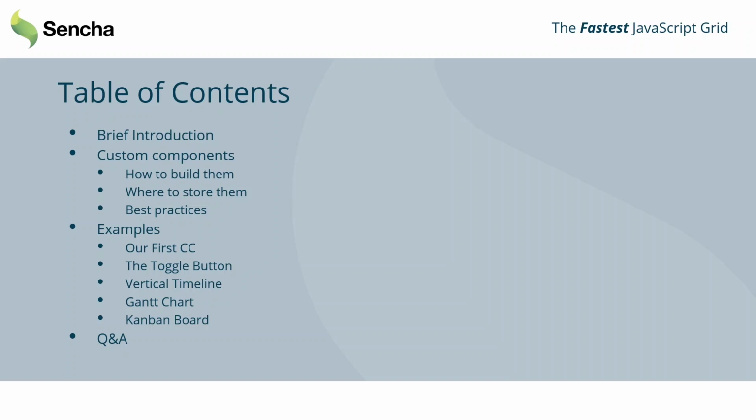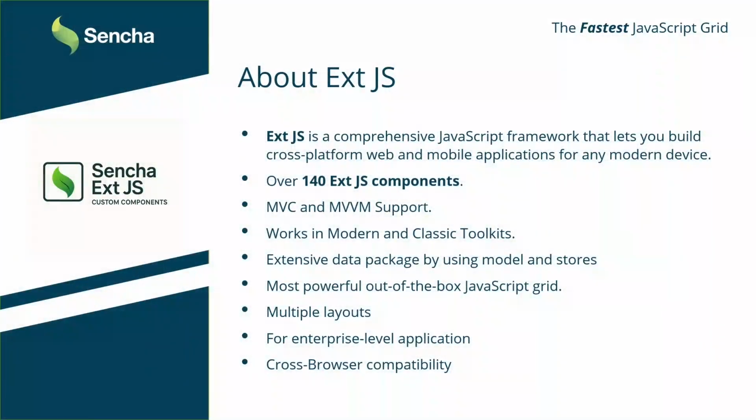So let's begin. Okay, so let's talk about Ext JS. If you're new to the framework, this part is for you. Otherwise, please bear with me. I'll be quick. Ext JS is a JavaScript framework. We are one of the oldest ones, so this means we have a robust framework and it can be used to build any kind of applications. It has over 140 components, anything from grids, charts, calendars, buttons, layouts, windows, panels, a lot of different components.